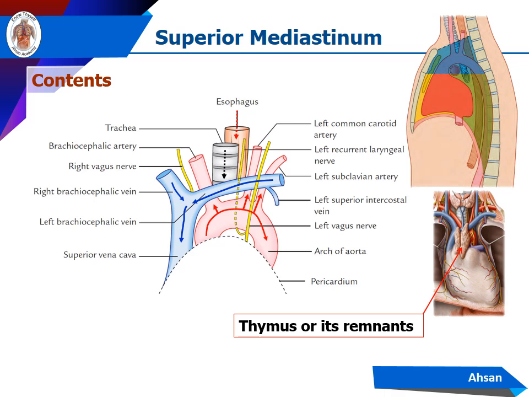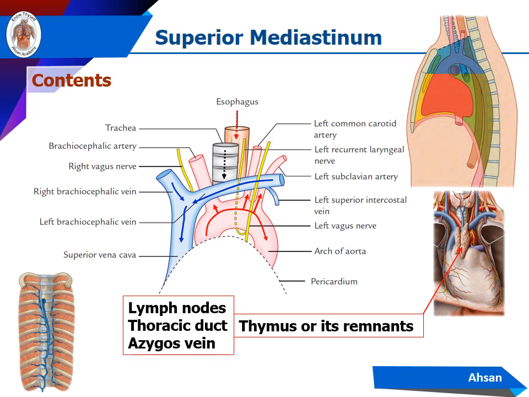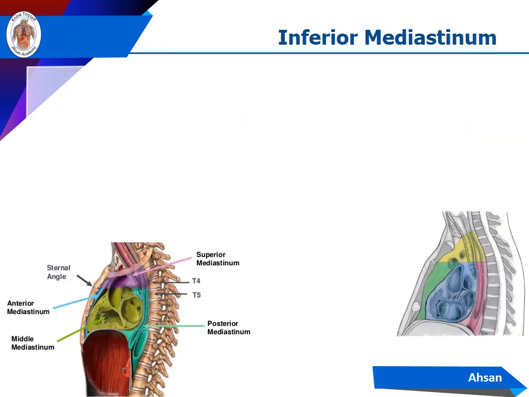Thymus is present in the younger age and gradually becomes smaller. So in younger age, the anterior part is occupied by the thymus, which becomes rudimentary in the adult. Some lymph nodes are present all over the areas. The thoracic duct lies on the posterior wall and the azygos vein on the posterior thoracic wall. So these are the contents of the superior mediastinum.